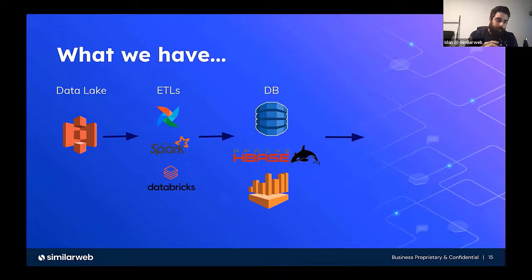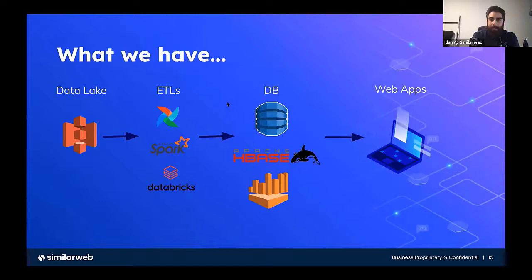Also, the format is important. Each database, we write to it differently. So we have, for example, DynamoDB, which is a key value document DB store. Also Athena for analytics. We also use HBase. For every feature, we insert it to a different database depending on the use case. And from those databases, we serve our users, mostly in web applications, APIs, and stuff like that.